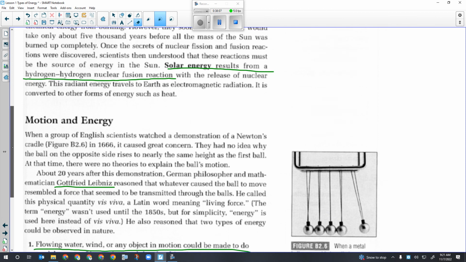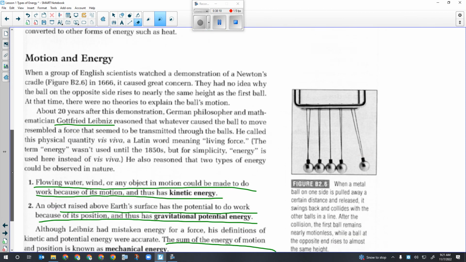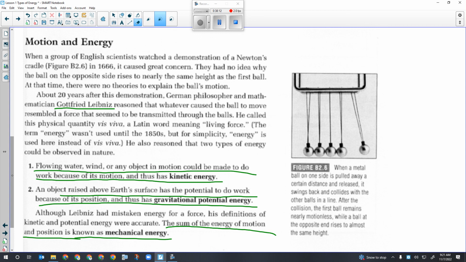Now, motion and energy. This stuff is all about kinetic, gravitational, and mechanical energy and work. This is the stuff we'll focus the most on in this unit. So Gottfried Leibniz, who was a German philosopher, came up with an explanation for this. This thing is Newton's cradle. It got Newton in a lot of trouble, because you have to remember the time when Newton lived. People were much more likely to believe in things like witchcraft and stuff like that.